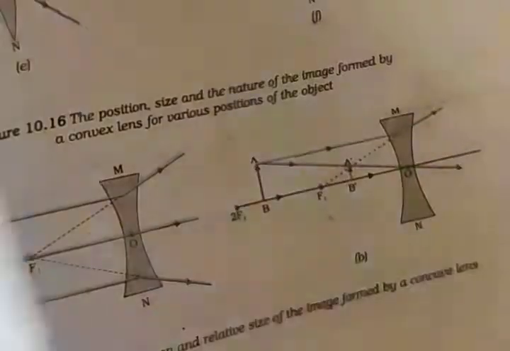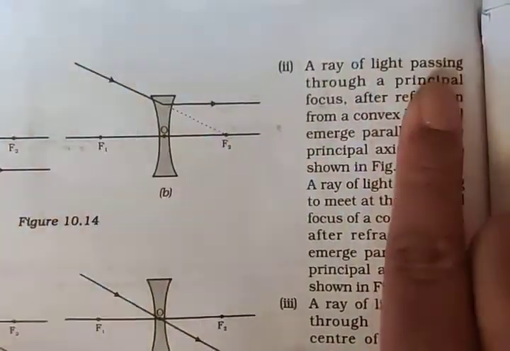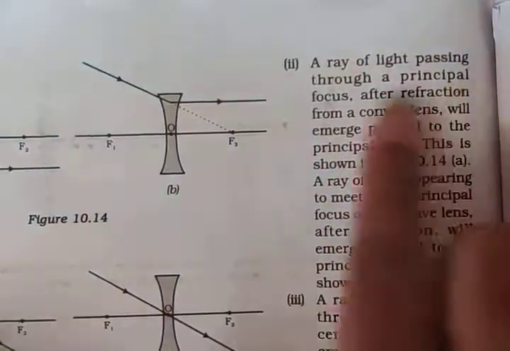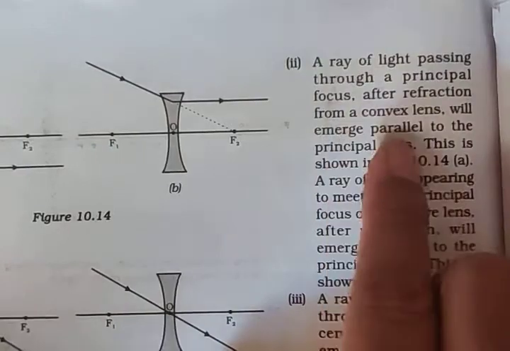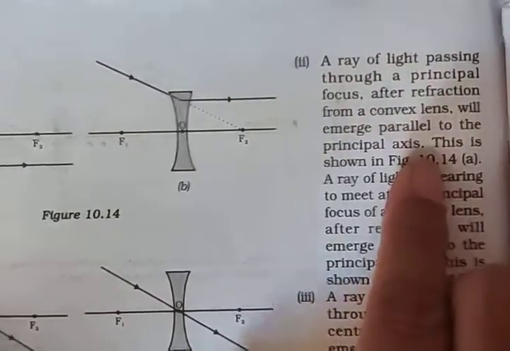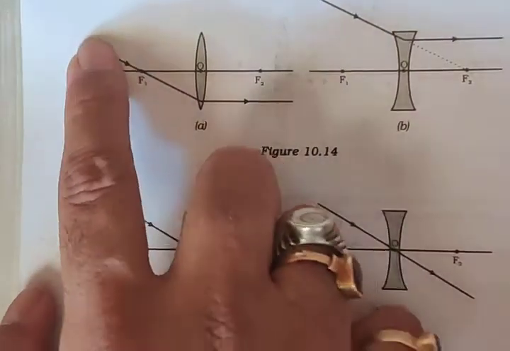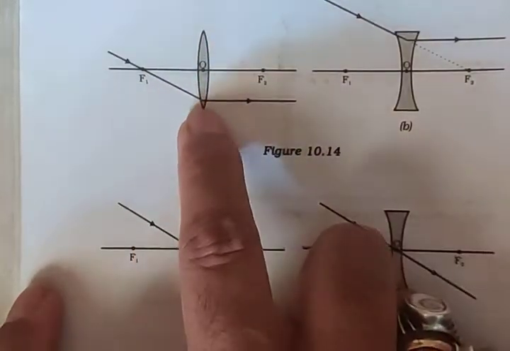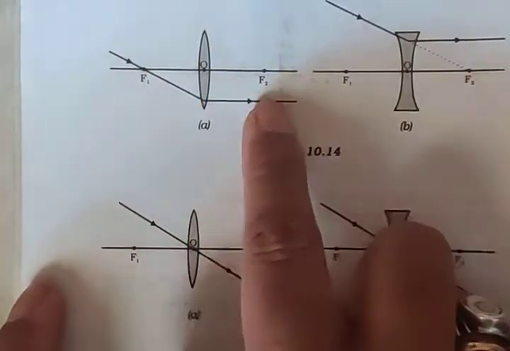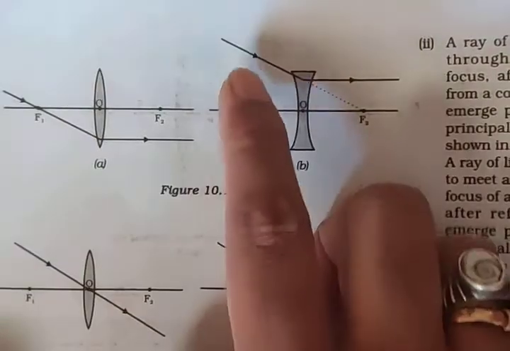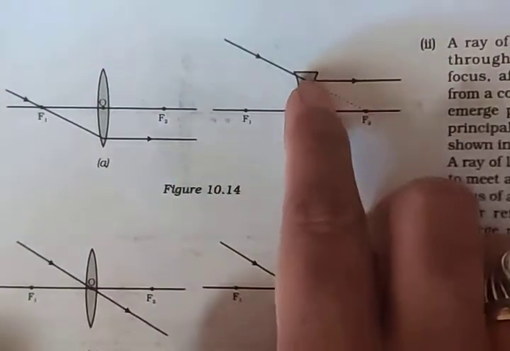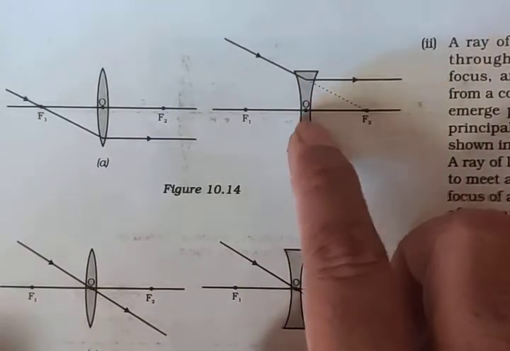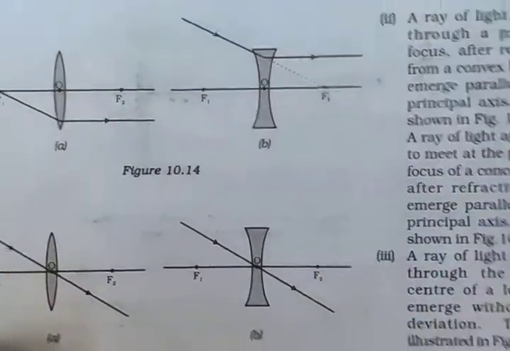Now ray number 2. A ray of light passing through a principal focus, after refraction from a convex lens, will emerge parallel to the principal axis. So this has passed through the focus and is going to become parallel to the principal axis. Well, take the same: this comes out from F, imaginary, then it is going to become parallel to the principal axis, in a concave as for a convex.